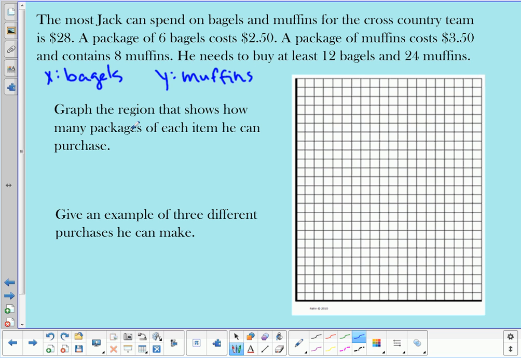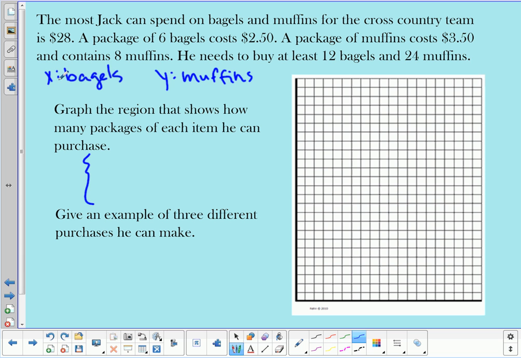So what we want to figure out is what are the different options of packages of muffins he could purchase. So the first thing I need to do is write a set of inequalities that is going to be my solution on the graph. A couple of these inequalities are easy.